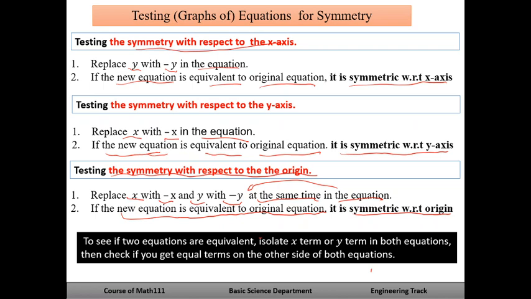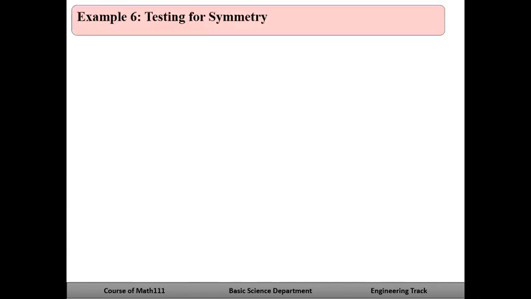And you might ask this question: how to see if an equation is equivalent to the other equation? So we say the new equation is equivalent to the original equation. Now to see if two equations are equivalent, isolate the x term or y term in both equations, then check if you get equal terms on the other side of both equations. Okay, I will show you this in the next example.